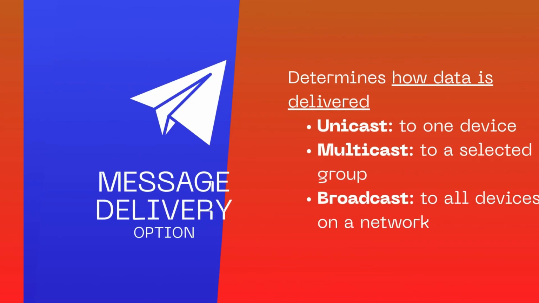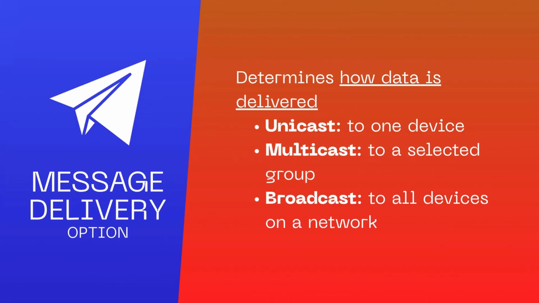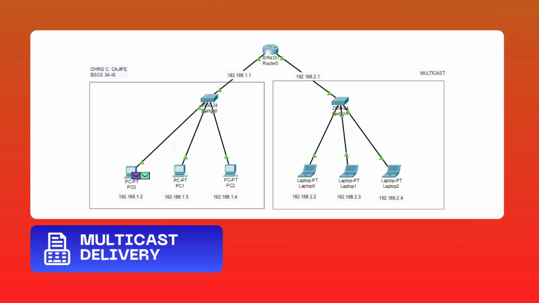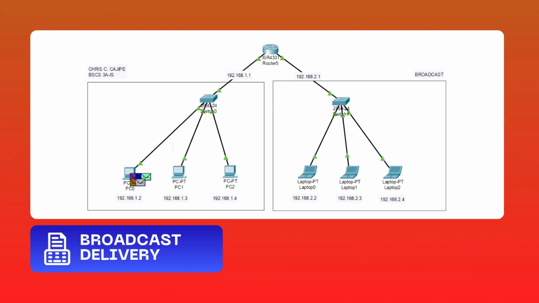Finally, message delivery options decide where the data goes. Unicast for one device, multicast for a selected group, and broadcast for everyone on the network. For instance, when you send a file directly to another computer, that's unicast. When a router updates several connected devices at once, that's multicast. And when an ARP request looks for a device's MAC address, that's broadcast.